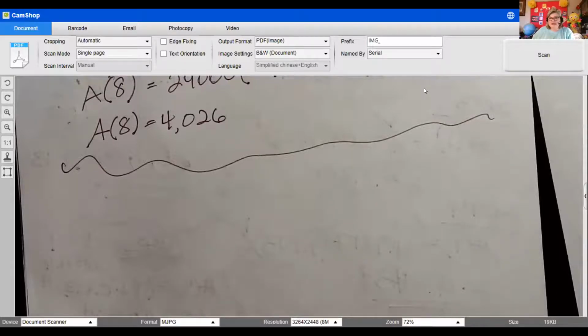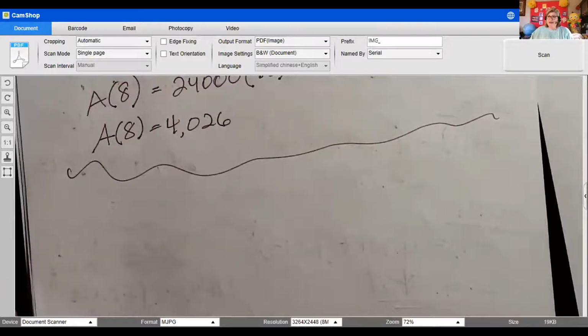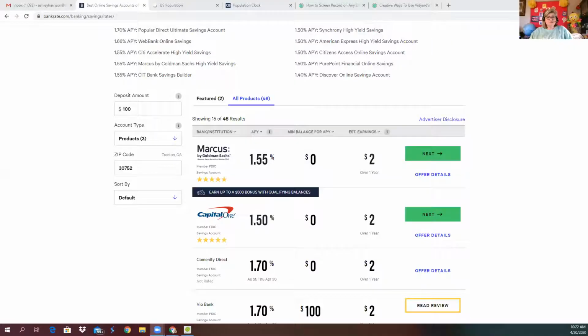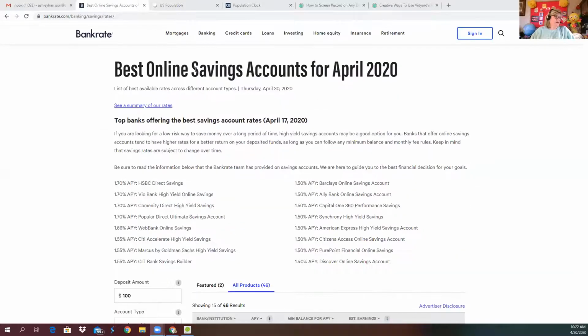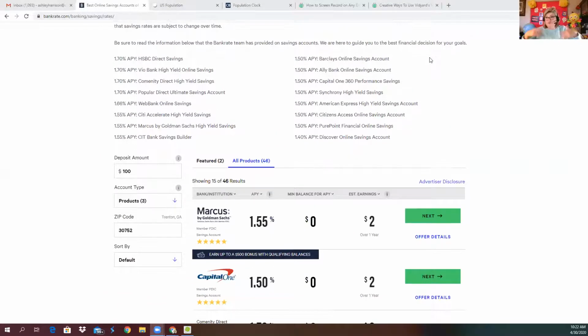One of the things that I looked at recently for my son was bank accounts and bank rates. There is a great website that I highly recommend, which is bankrate.com. On bankrate.com, you can tell it, I'm looking for an online savings account as of right now, April 2020.